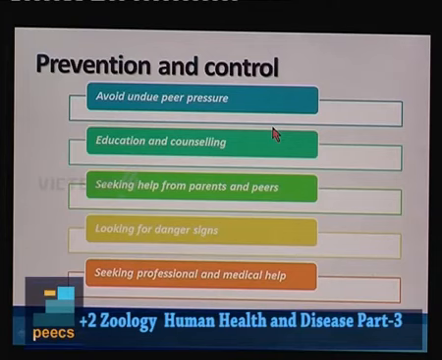Seeking professional and medical help. Sometimes we need professional help. Sometimes we need psychologists, we need doctors who will help that person to escape from that particular situation. So, seeking professional and medical help is also necessary.